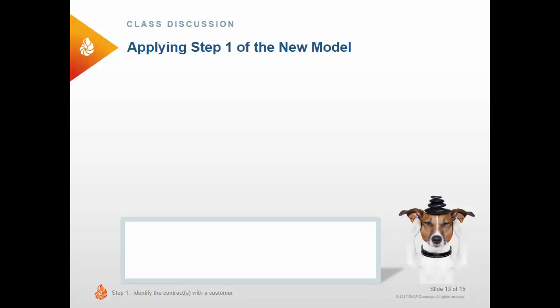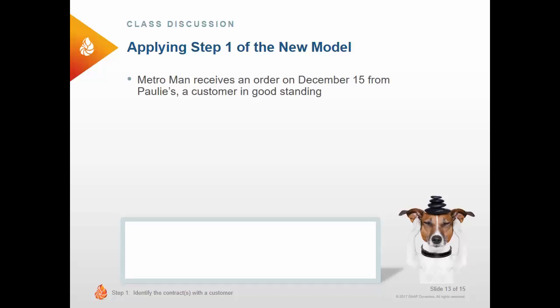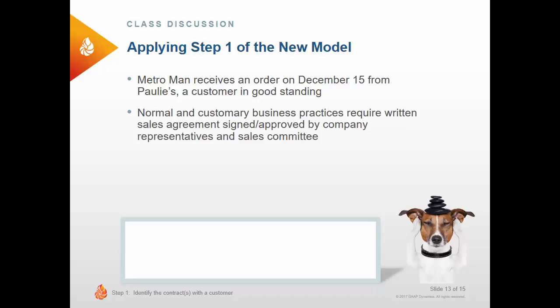Let's take a look at an example to put what we've learned about Step 1 into practice. Metroman produces and sells custom leather man bags. Metroman receives a large order on December 15th from Polly's Purses, an existing customer in good standing. Metroman's normal and customary business practice for such transactions is to receive a written sales agreement from the customer that requires the signatures of authorized company representatives and approval from their respective sales committees.